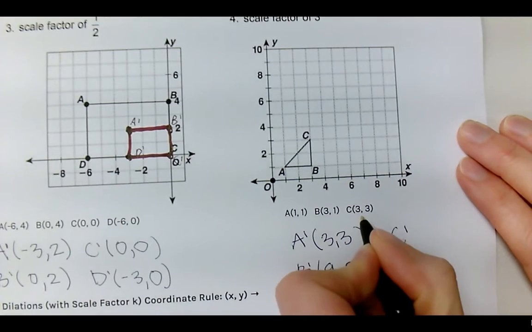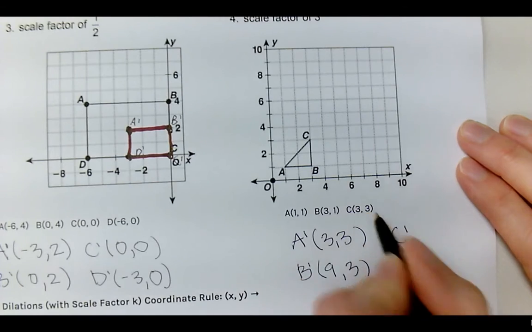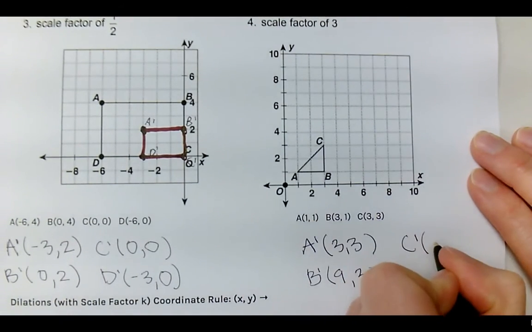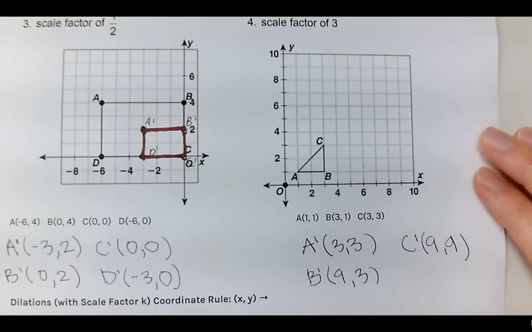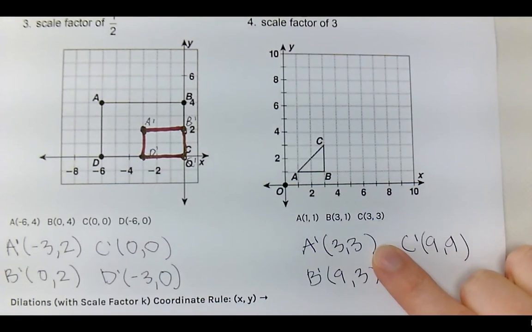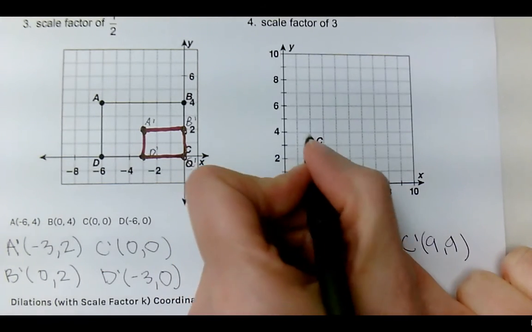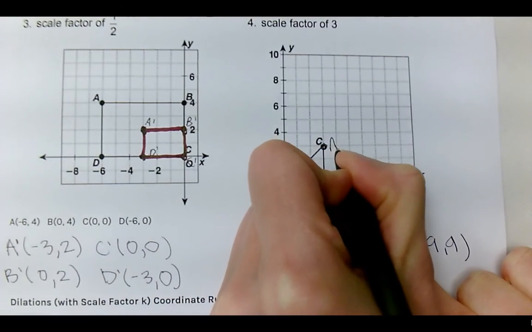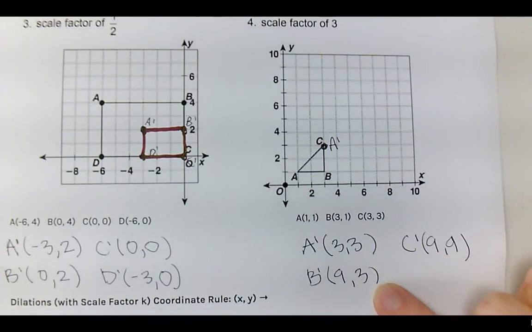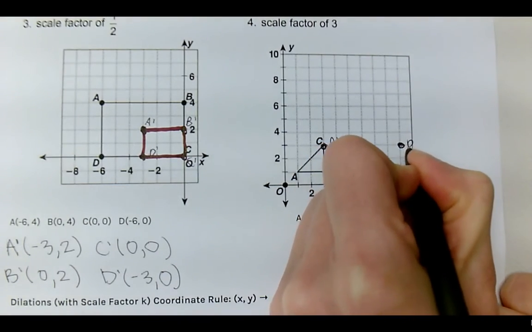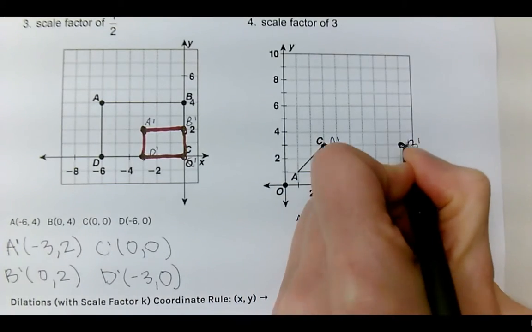And then C prime, C is 3 and 3. So since I'm using my scale factor of 3, I'm going to multiply each of those by 3, and it's going to be 9 and 9. So plotting my new points, A has become 3, 3. So over 3, up 3. B has become 9, 3, so over 9 up 3. And C prime is 9, 9.